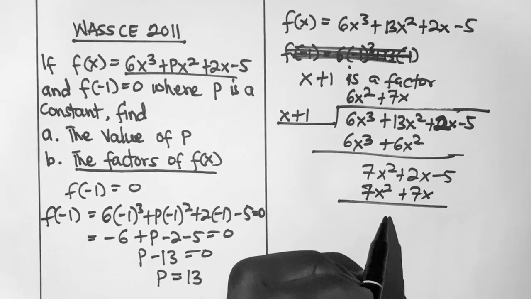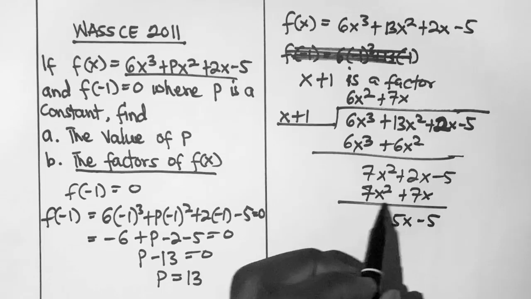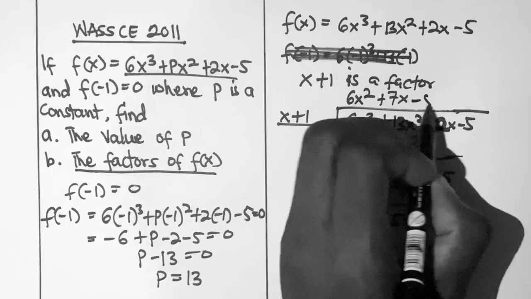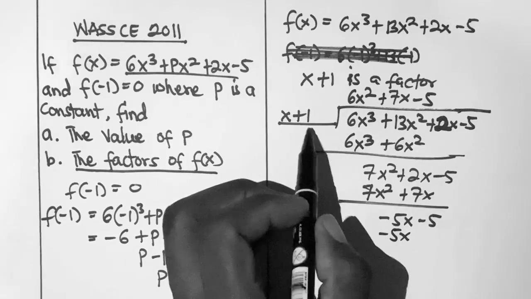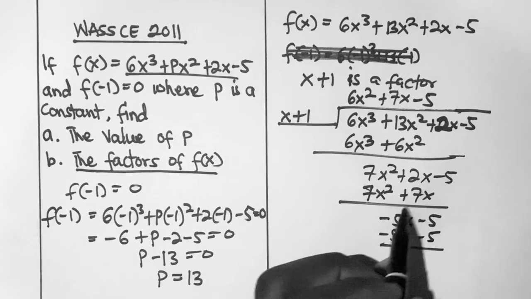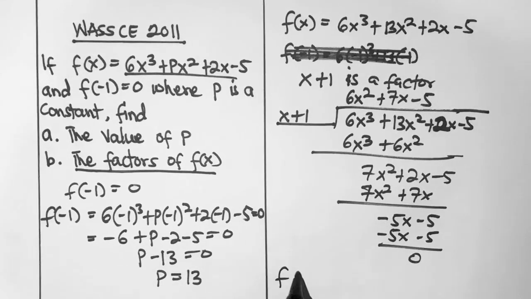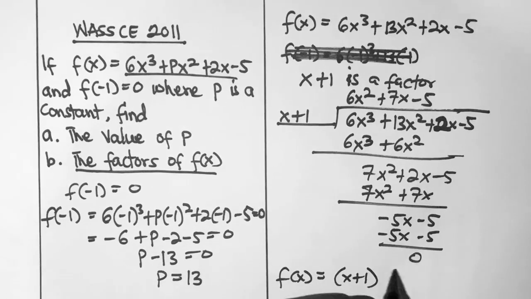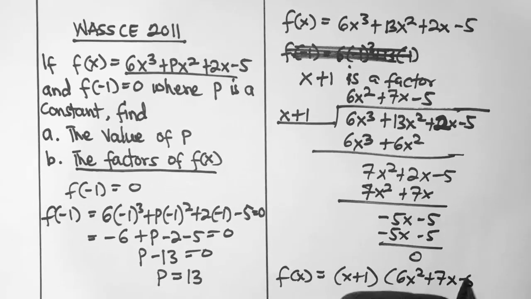2x minus 7x is minus 5x, minus 5. Now, minus 5x divided by x is minus 5. Minus 5 times x is minus 5x. Minus 5 times 1 is minus 5. So if you subtract, this goes to 0. So it means that the factors of f of x are now in brackets x plus 1 and also 6x squared plus 7x minus 5.